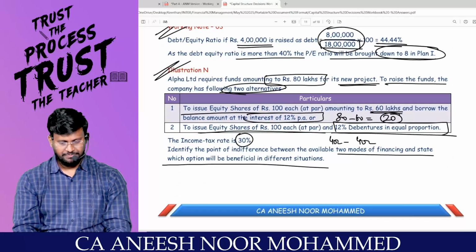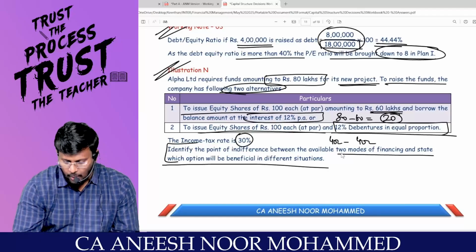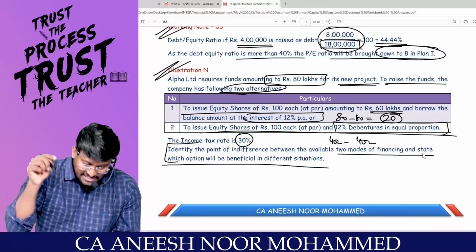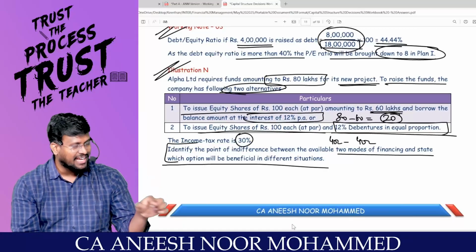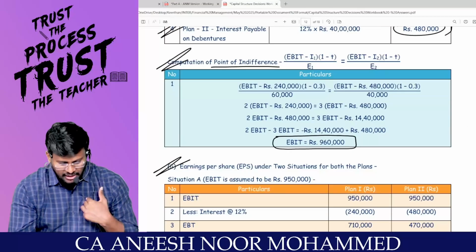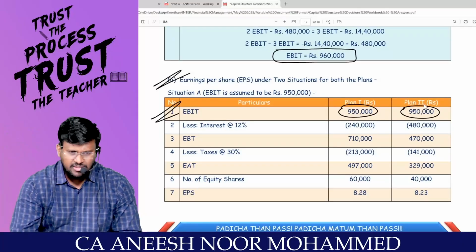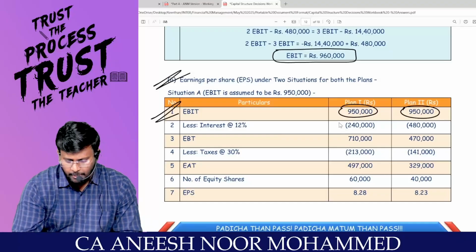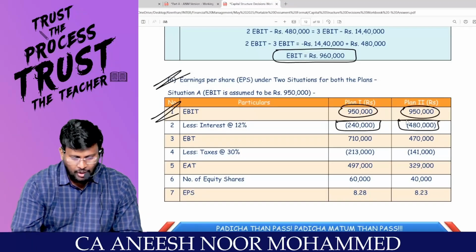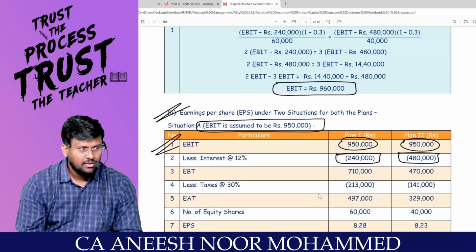Now, what have they asked? Identify the point of indifference between the available 2 modes of finance and state which option will be beneficial in different situations. So for that, we have to calculate the EBIT-EPS. EBIT same. Less interest at 12%: 2,40,000 and 4,80,000.